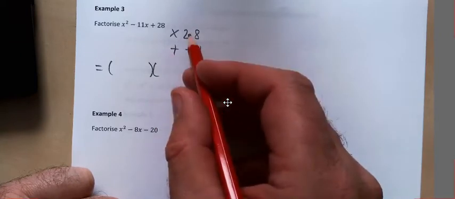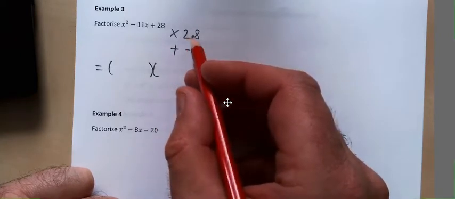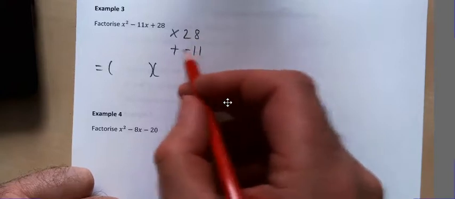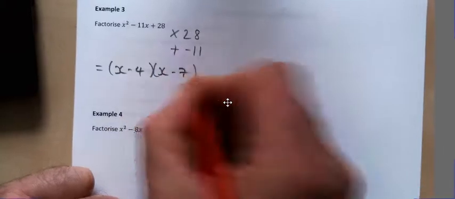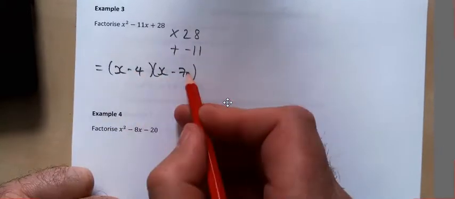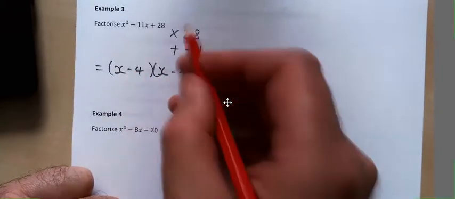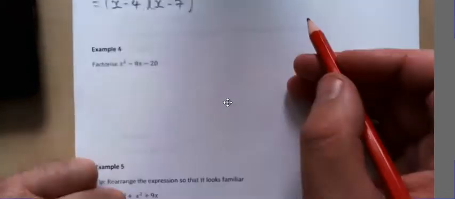You think your factors of 28, there's 1 and 28, 2 and 14, and then 4 and 7, and 4 and 7 is going to work. So it's going to be x minus 4 and x minus 7. Add those together, you get minus 11, multiply them, you end up then with 28.